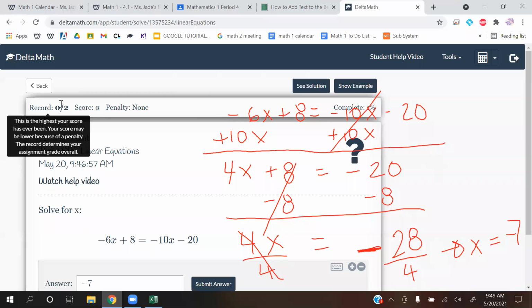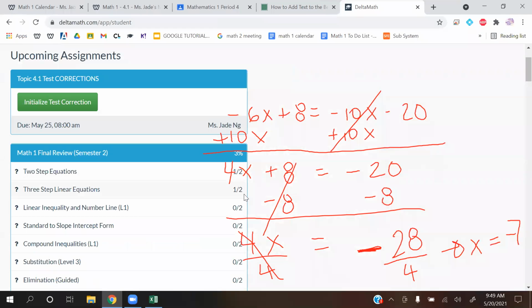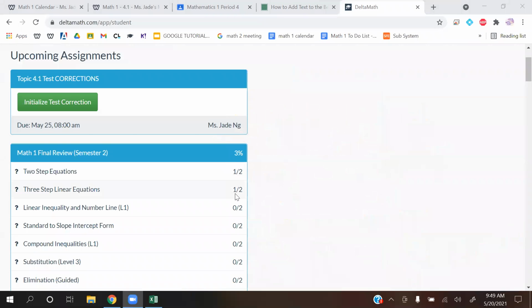Okay, so it's lagging, but you notice it says 0 out of 2. For the 3-step linear equations, now it says 1 out of 2, so we know we got it right. Let me clear the screen, and then I'll just move on. Okay, so we've got those 2 examples done.